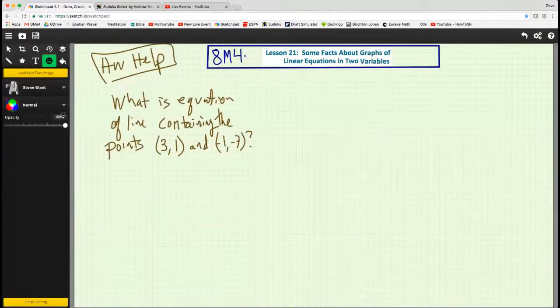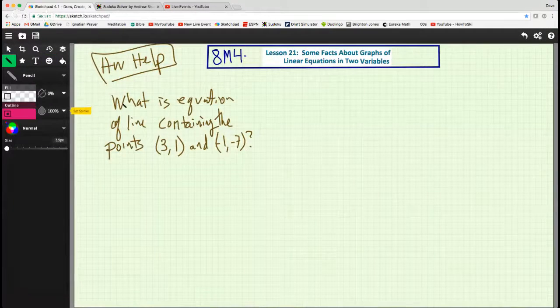Here we go. What is the equation of a line containing points 3, 1, and -1, -7? Uh-oh, this one we're going to have to calculate the slope and then move forward. So I want you to pause, try. I'm going to remind you of the slope formula.